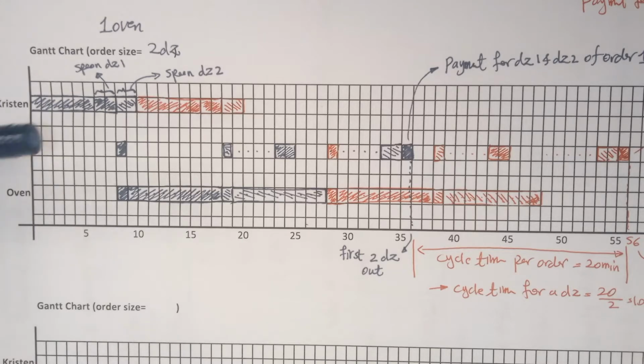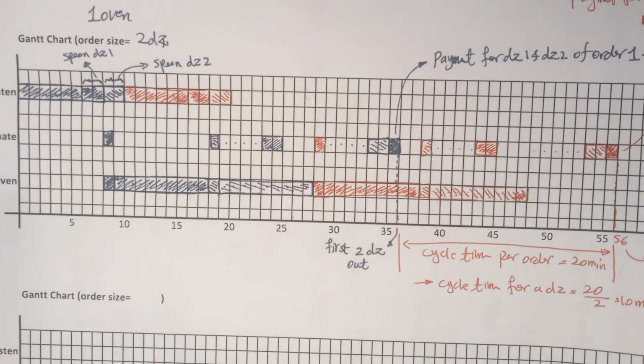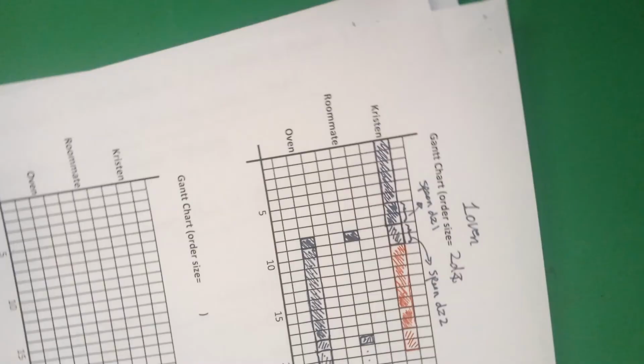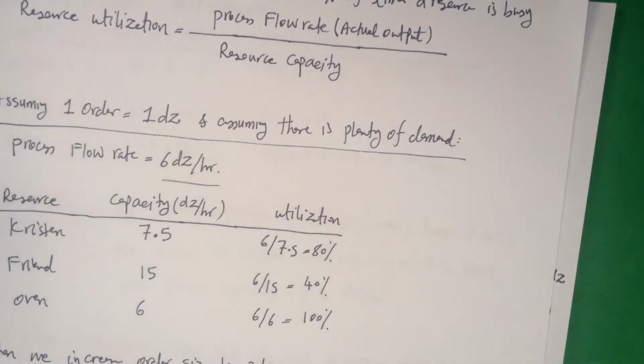You're going to follow the same logic, and you're going to see that the first order comes out at minute 36 and the second order comes out at minute 56. Well, where is that cycle time of 10 minutes? Well, cycle time per order is going to be 20 minutes. And because every order is 2 dozens, your cycle time is going to be 10 minutes per dozen. All right. Now, with that in mind, let's shift gears and talk about another concept called utilization.